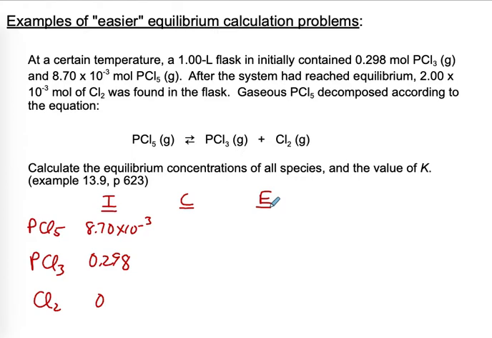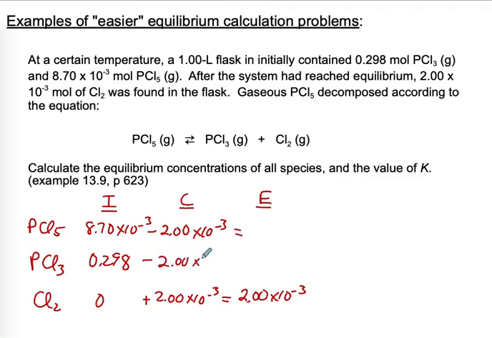Now, we are told that at equilibrium, we have 2.00 times 10 to the negative third moles of chlorine. So I'll put 2.00 times 10 to the negative third as my equilibrium concentration of chlorine. Now, in order to calculate the equilibrium concentrations of the other components, we need to essentially do stoichiometry to figure out what the change is. Well, this is a particularly easy problem because, as you see, the coefficients are all 1. So the increase in concentration of chlorine, which is 2.00 times 10 to the negative third, must be equal to the decrease in concentration of both phosphorus pentachloride and of phosphorus trichloride.